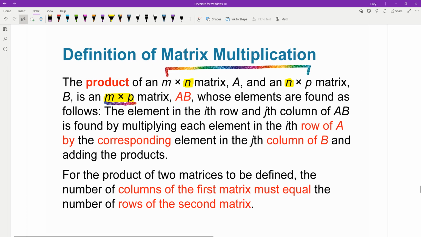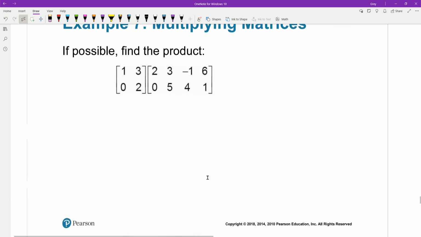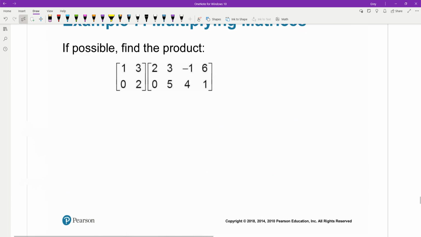Okay, so let's do 2 more examples and then we're done. All right, multiplying example 7, find this product. The first thing I have to do is find out whether or not it's defined. This first matrix has an order of 2 by 2, and the second one has 2 rows and 4 columns, so it's a 2 by 4. I see that these first two are the same. And since they are the same, you can kind of cross them out, y'all, because the outside numbers are the order of your new matrix. So it's going to be a 2 by 4.